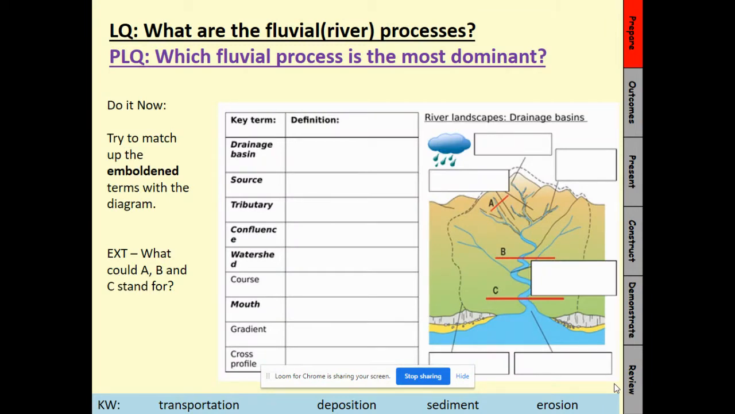You don't need to write the table out, but have a look at the diagram on the right and try to match up the emboldened terms. So where does drainage basin go? Source, tributary, confluence, watershed and mouth.